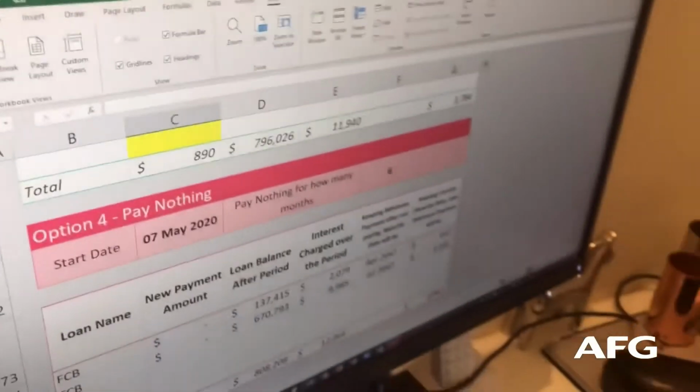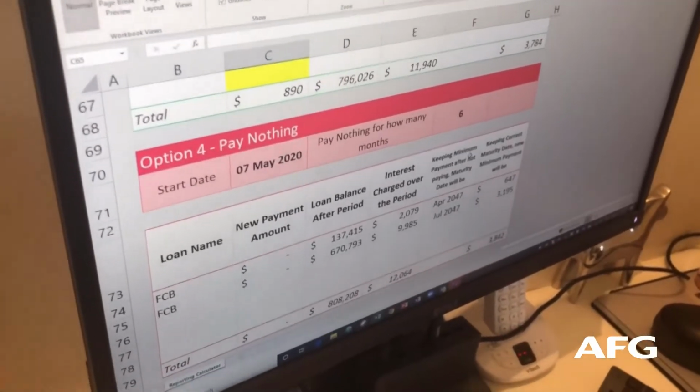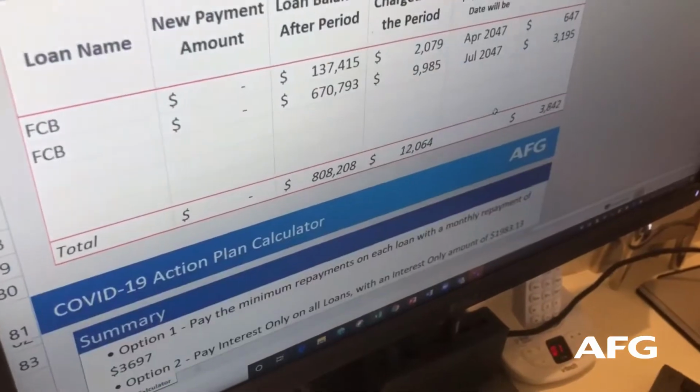And then we go to the last option, which is the pay nothing option. Run over exactly the same timeline, exactly the same start date, it calculates the interest, and tells you what your repayments would look like and when you would pay the loan off. So hopefully that's pretty simple and easy to understand.